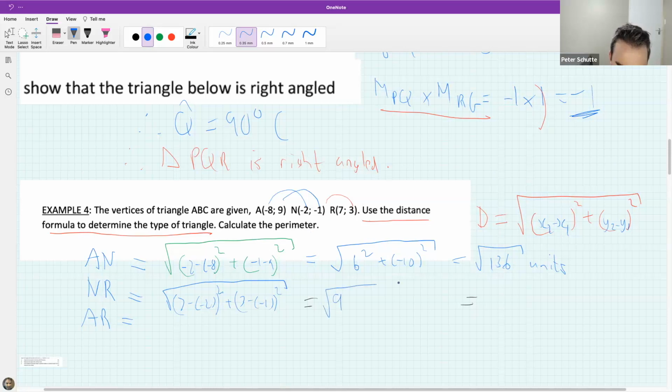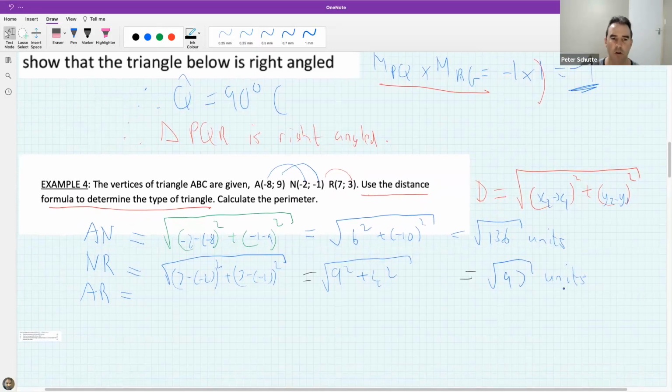Then I get 9 squared plus 4 squared, which gives me the square root of 97. Got there eventually, guys. Okay, and then what about AR? So all I'm doing is, I've got that, who's got AR for me, then I'll explain. So all I was doing was subtracting x2 minus x1 and y2 minus y1, and then each of these gets squared.